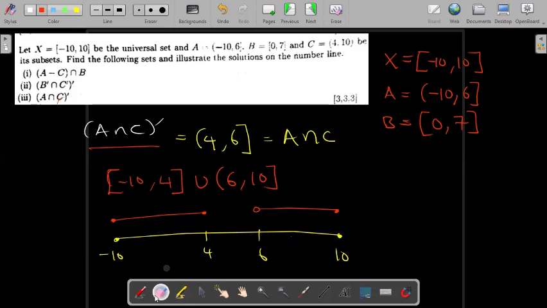So, I have a question. Yes. Why have you closed at the end of the number line where it's written -10 and where it's written +10?